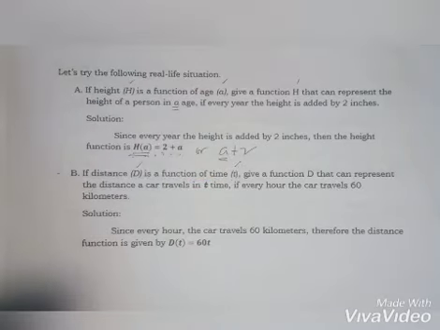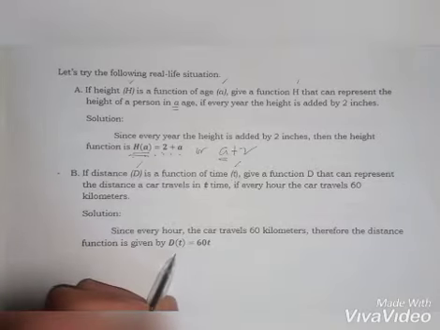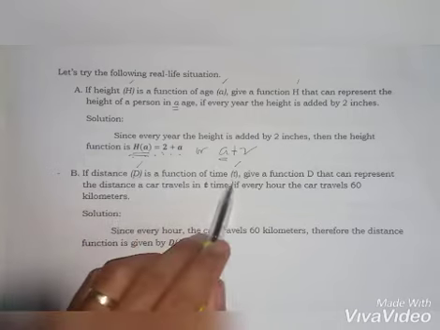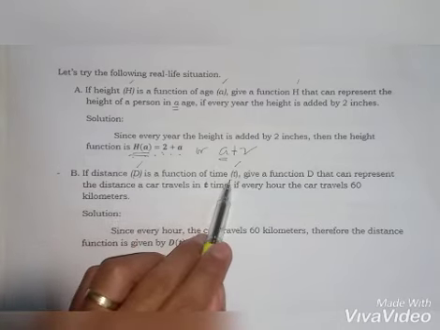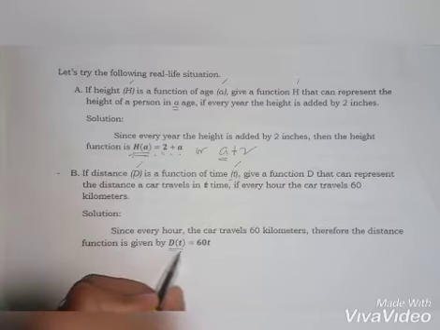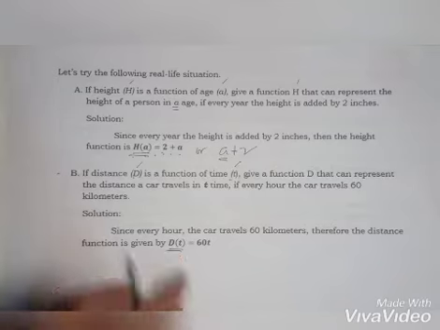and t, and d is the dependent variable. It depends on the value of t. Give a function d that can represent the distance a car travels in t time if every hour the car travels 60 kilometers. So we have the function, since d depends on the value of t time, the function is d of t, or d is a function of t.